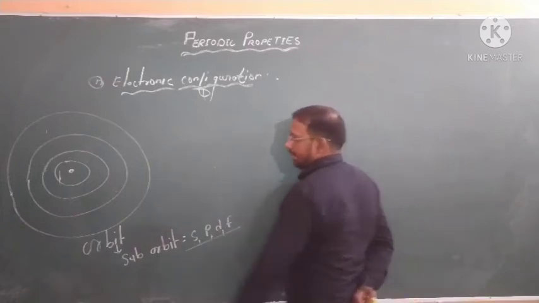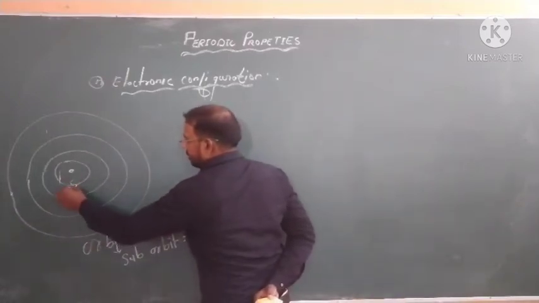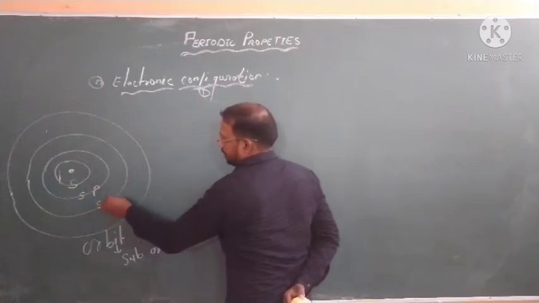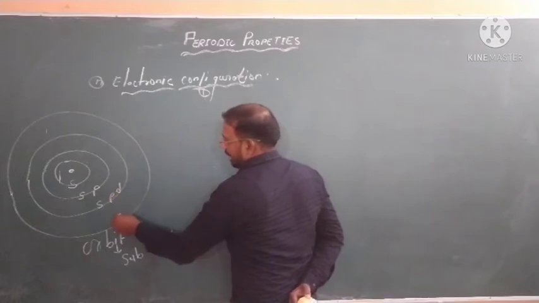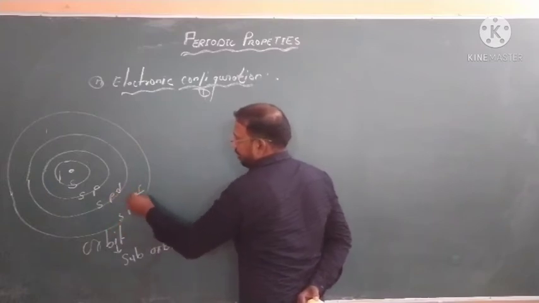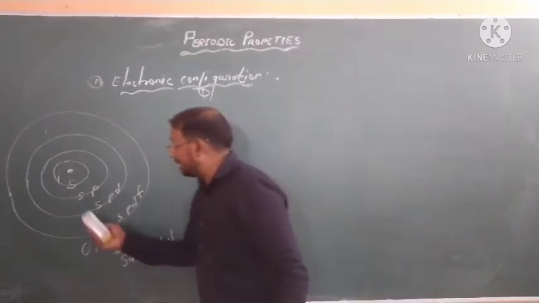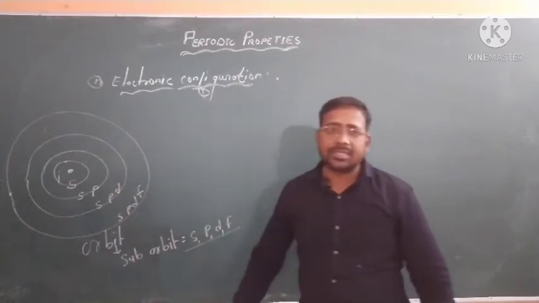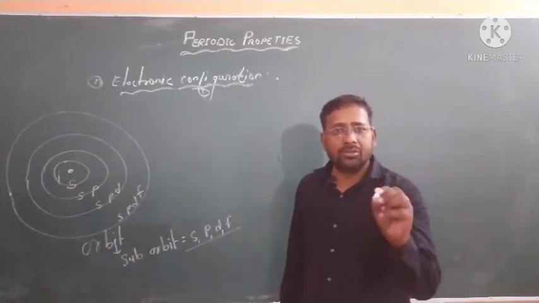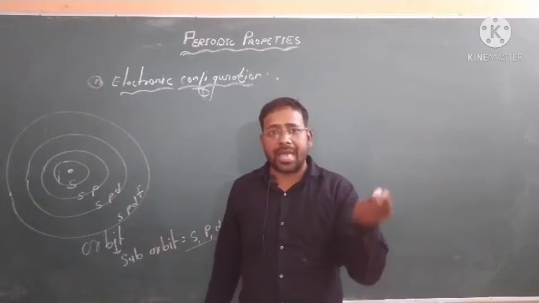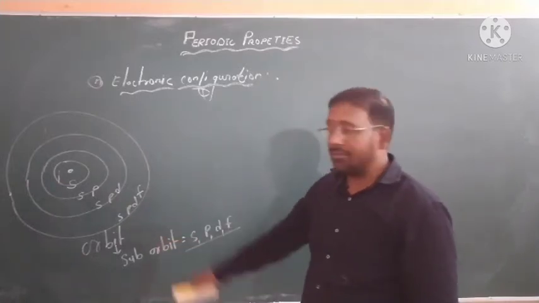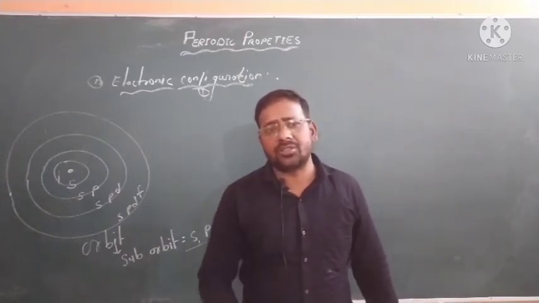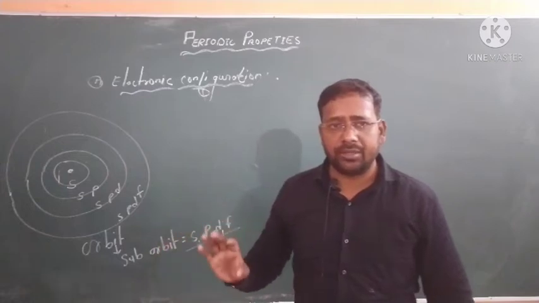Also I said that in the first shell only S is there, in the second shell S and P, in the third shell S, P, D, and in the fourth shell S, P, D and F. And how many electrons are there in each particular subshell, in particular orbitals, you can see very well. Already I have given you. S has one room and one room can have only 2 electrons. P has 3 rooms, it can have 6 electrons. So already you have discussed in the previous lecture what the electronic configuration is and how to find it out.